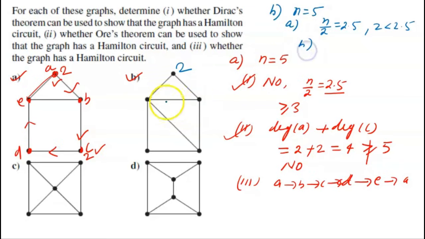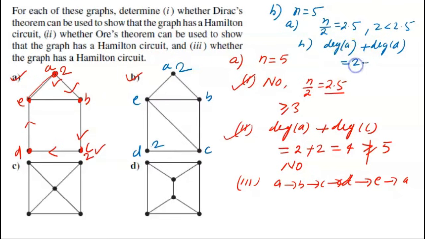What is the second requirement? The sum of the degrees of every non-adjacent pair of vertices should be greater than or equal to n. If I take the degree of vertex A and the degree of vertex D, both are degree 2. So 2 plus 2 is equal to 4, but 4 is certainly not greater than or equal to 5, the number of vertices. So Dirac's theorem can't be applied here. Euler's theorem also can't be applied, and I hope you have got the explanation.